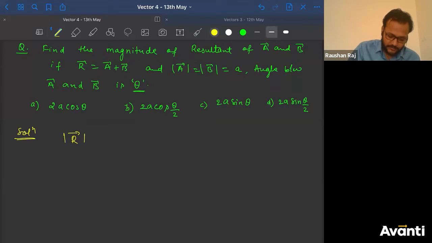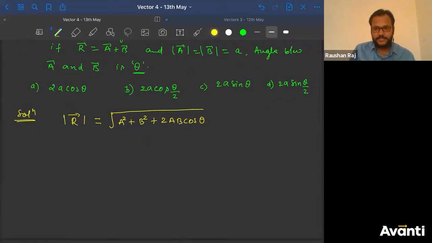So I can write modulus R is equal to square root of A square plus B square plus 2AB cos of theta, right? What is A? What is B here? The magnitude of A is small a. Magnitude of vector B is also small a.